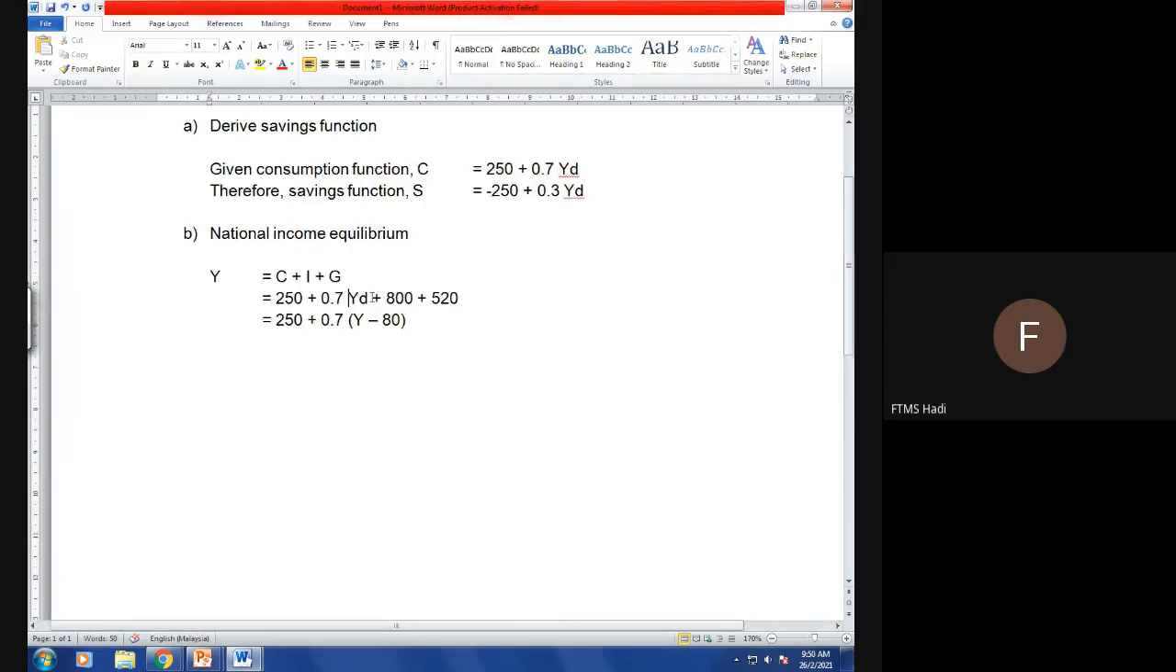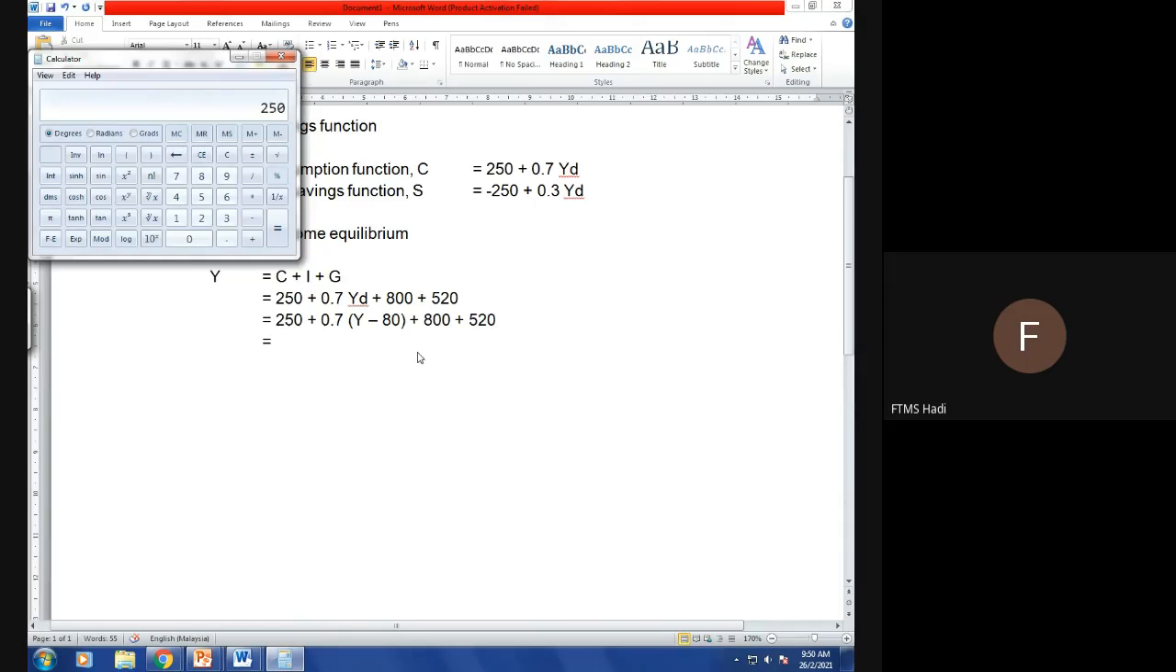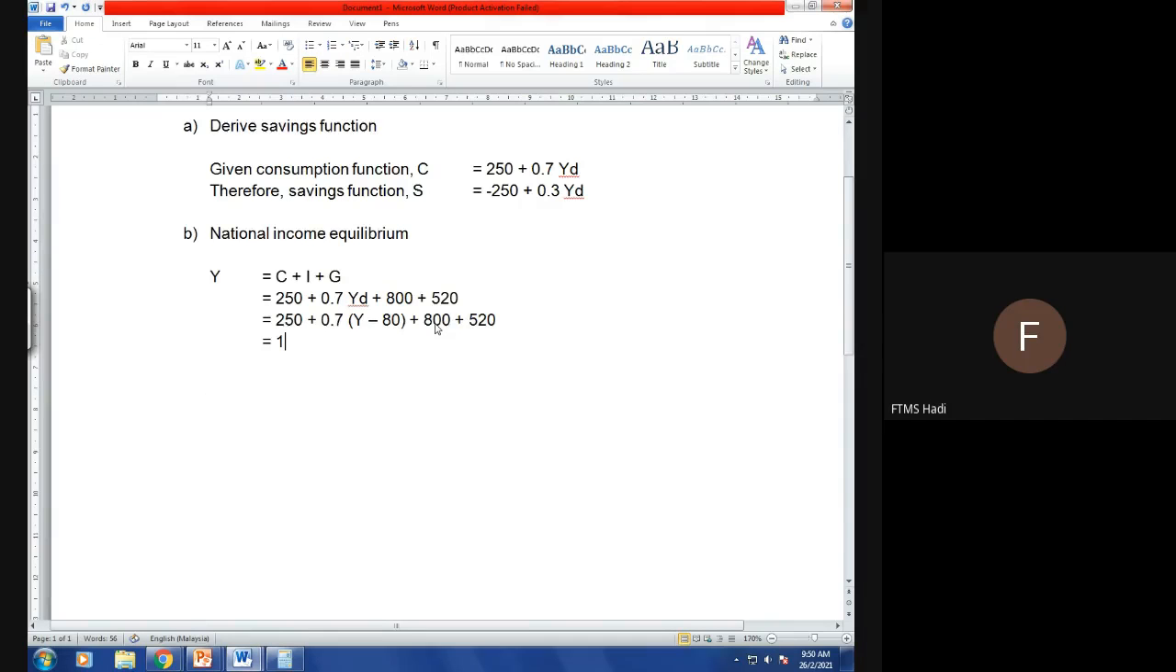Okay, from this YD, that means income. That means we need to minus with tax. Okay, minus 80, because income taxes, you need to minus. Plus 800 plus 520. Okay, and then you can total up everything first. Y is equal to, you have to add 250 plus 800 plus 520. So 1570.